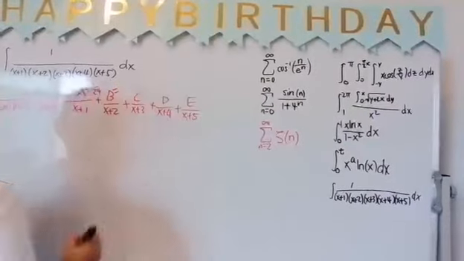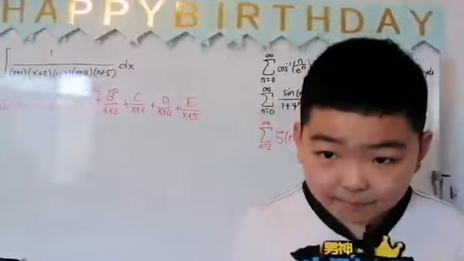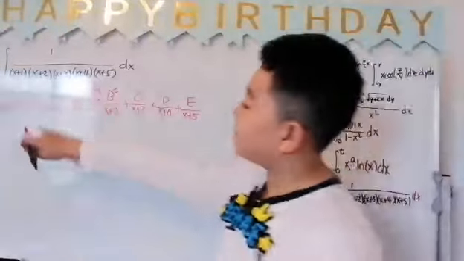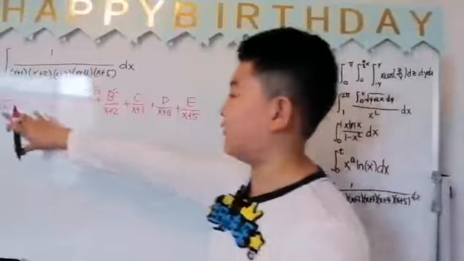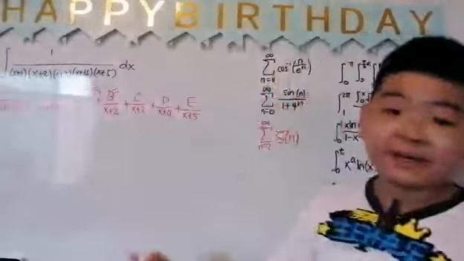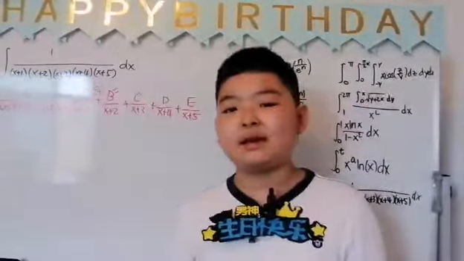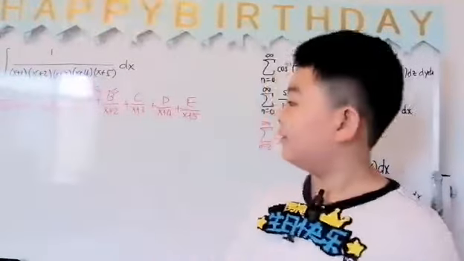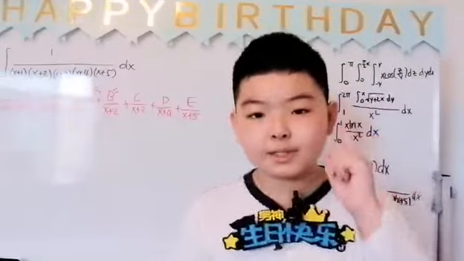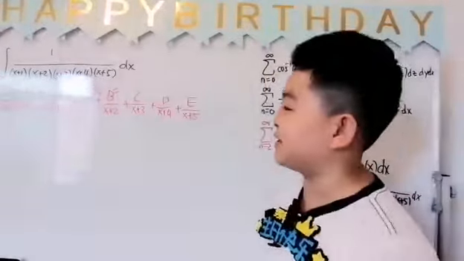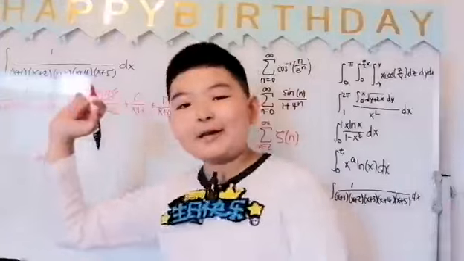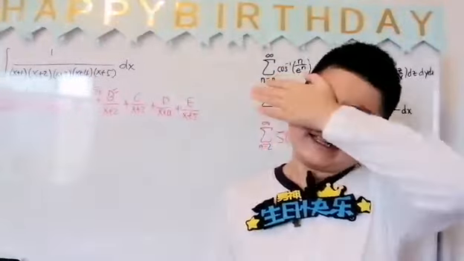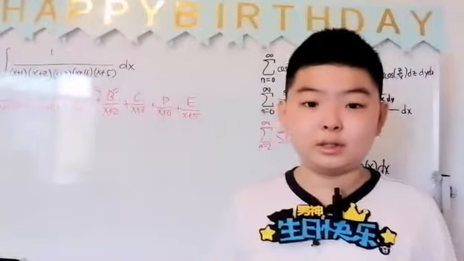Next, let's try to find B. For this B part, we're going to cover up this, and then we're going to plug in negative 2 to every single other one. Over here, plug in negative 1, we just get a negative. Over here, we get a positive 1. That makes no use whatsoever. Plug in to x plus 4, we will get 2. Oh god.